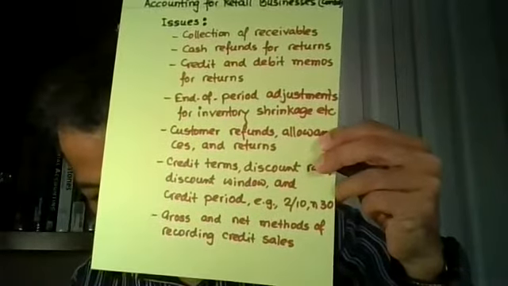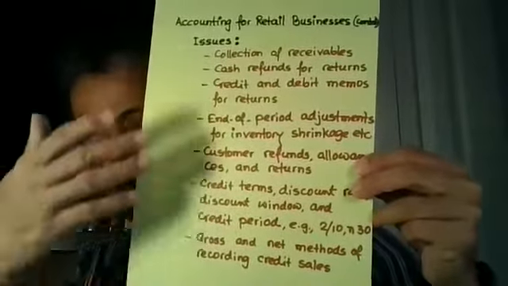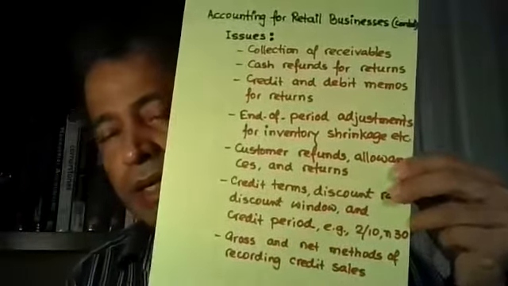Then gross and net methods of recording credit sales. So that's some. The list here is not necessarily the order we're going to follow; mostly we'll follow this order, but we could deviate when we talk about the issues. Although it looks like a lot of issues, it's all going to boil down to a handful of things: perpetual versus periodic. So that's the main discussion tonight.